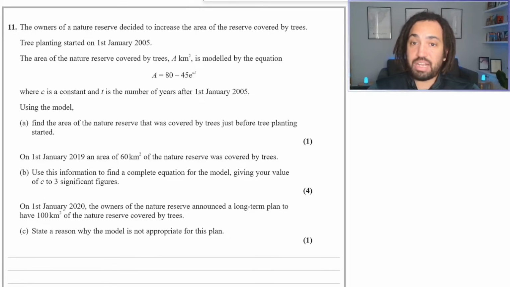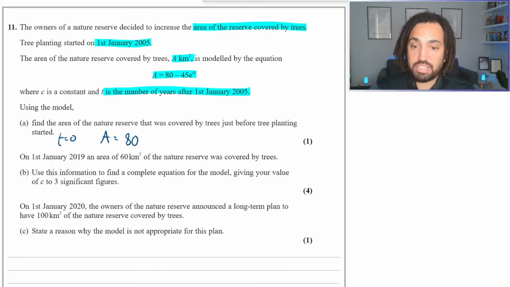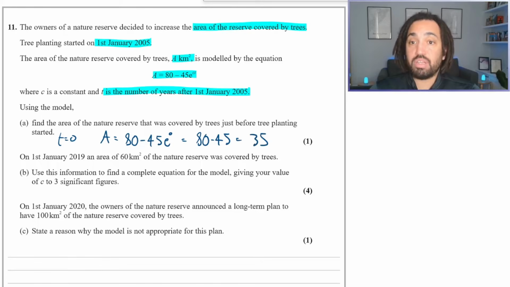Okay, question 11, and we have area of reserve covered by trees. We started on the 1st of January 05, and the area is modelled by this equation, and t is the number of years after when it started. So it says find the area that was covered by trees just before tree planting started. So that's when t equals 0. So the area is 80 minus 45 e to the 0, which is just 80 minus 45, which is 35. And that's kilometres squared.